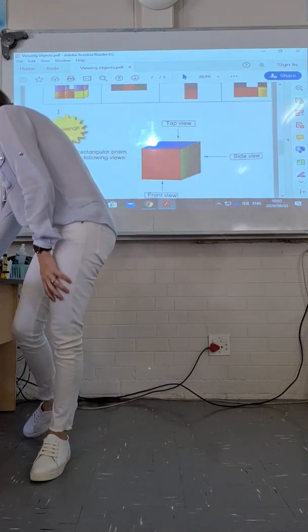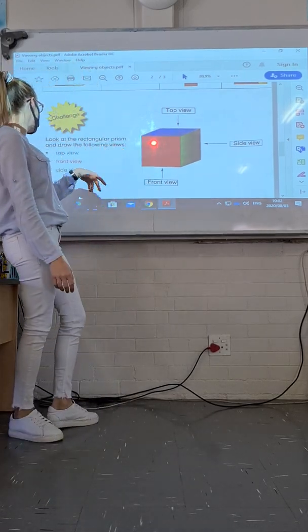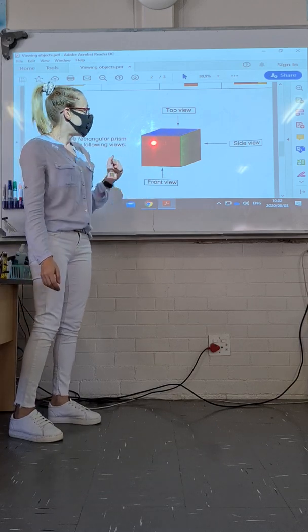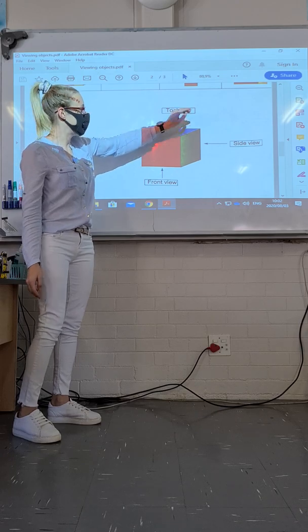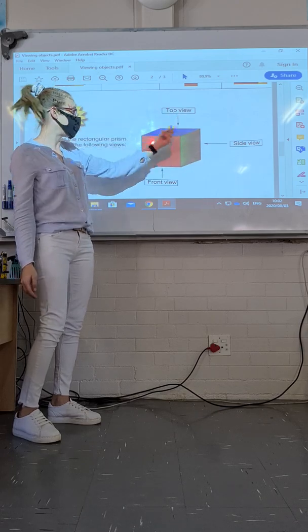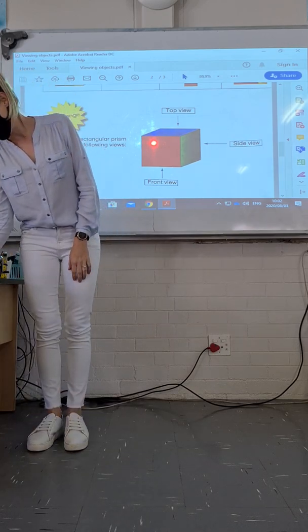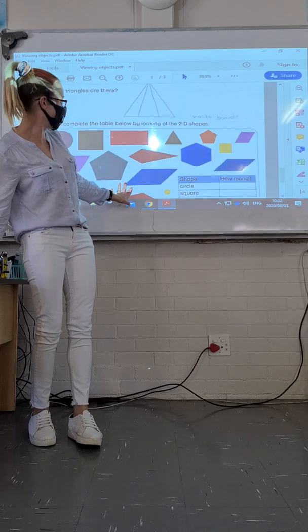And then here it just says, challenge: look at the rectangular prism and draw the following views. The top, the front, and the side. We're not going to draw them, but you can see the top view would be a blue square. The side view would be a green square. The front one would be a red one. Now, we're going to go on to page 137.